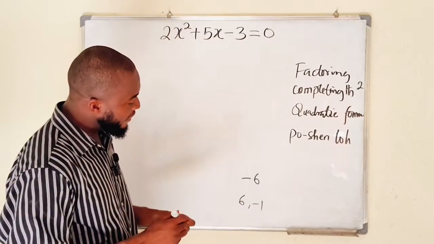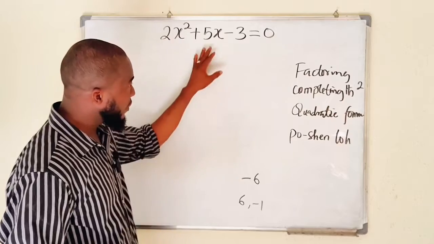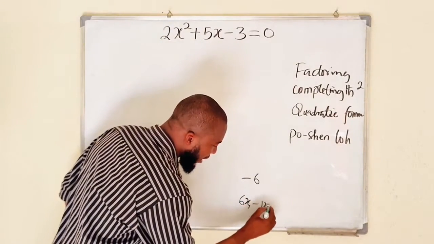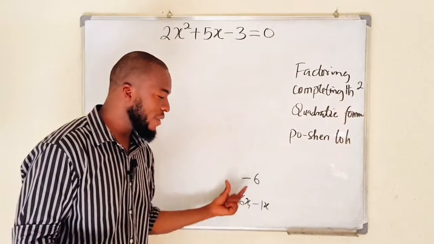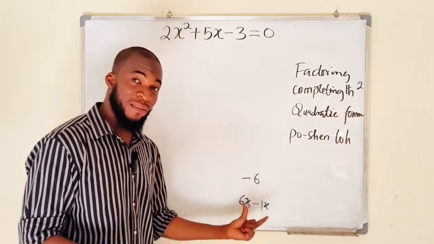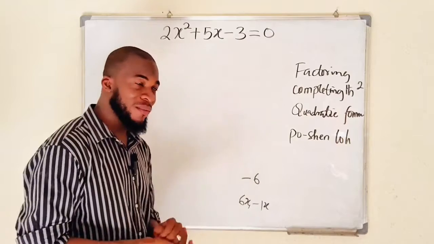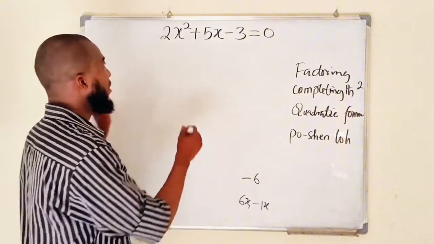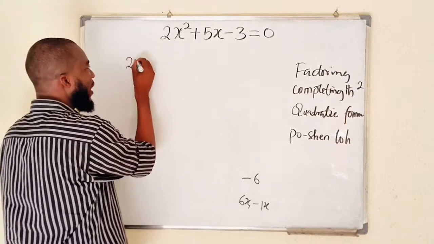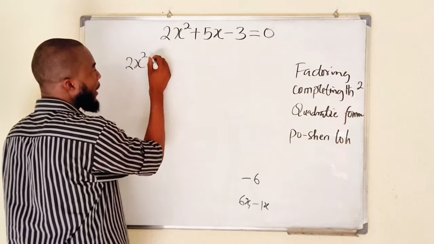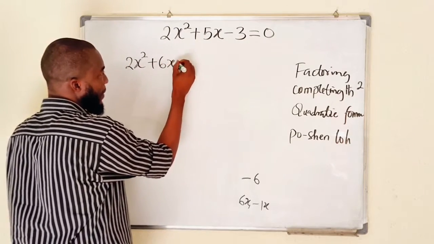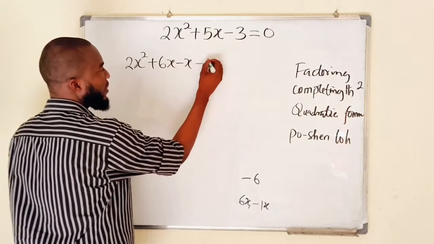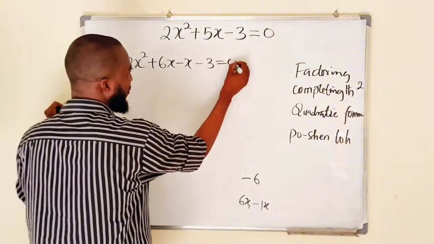So we need to replace this 6 and negative 1 with the middle term by just attaching x here and x here. So we have 6x minus x, right? Because 1x is the same thing as x. 6x minus x is the same thing as 5x. So we write 2x squared plus 6x minus x. This will replace the middle term. Then we still have minus 3 equal to 0.